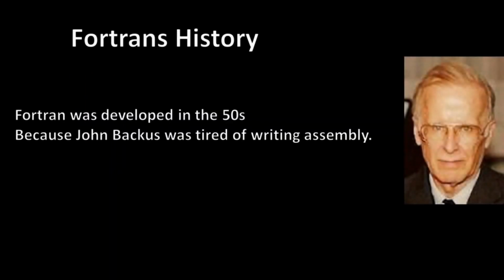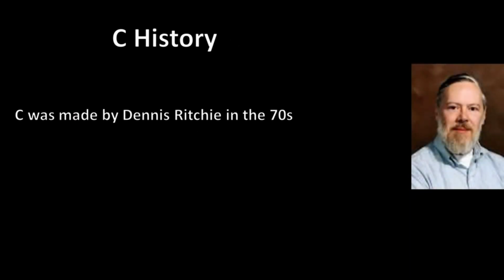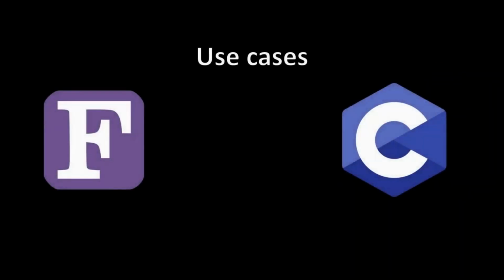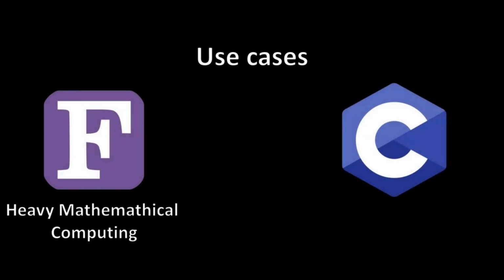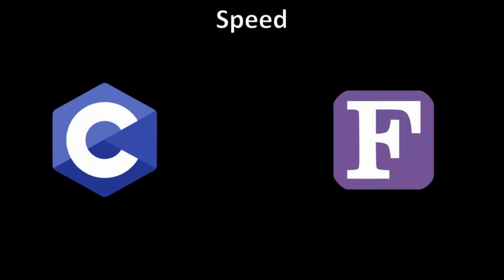Fortran was developed in the 50s because John Backus was tired of writing assembly, while C was made by Dennis Ritchie in the 70s. Fortran is used for heavy mathematical computing, and C is used for almost everything. They are both compiled and they are both pretty fast, and the speed is pretty much the same.